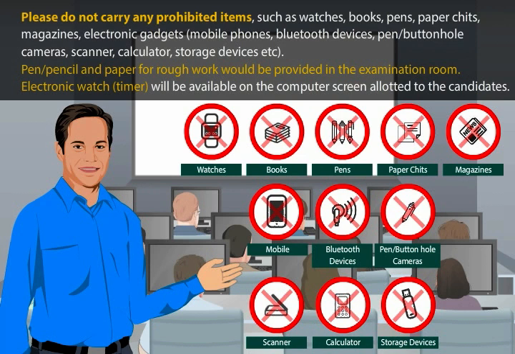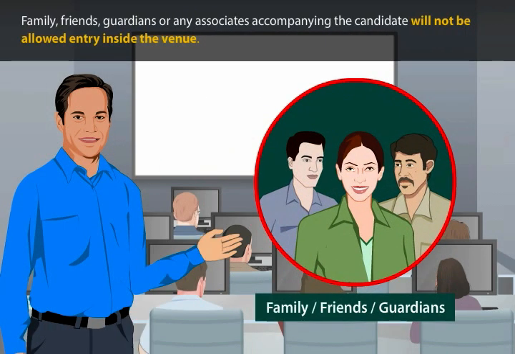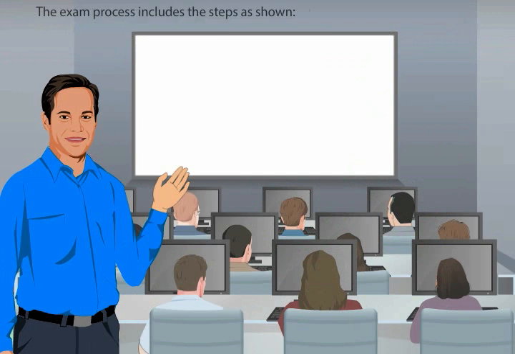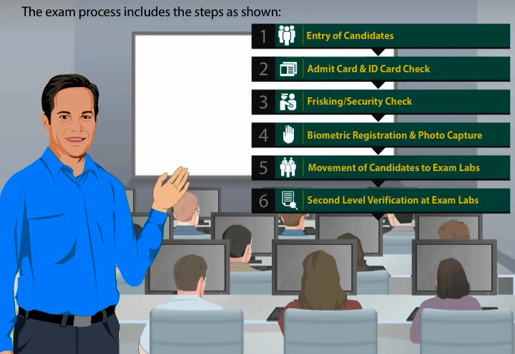If any such item is found in your possession in the examination lab, your candidature is liable to be cancelled and legal or criminal proceedings could be initiated against you. You would also be liable to be debarred from appearing in future examinations of the Commission for a period of 3 years. Family, friends, guardians, or any associates accompanying the candidate will not be allowed entry inside the venue. The exam process includes the steps as shown.